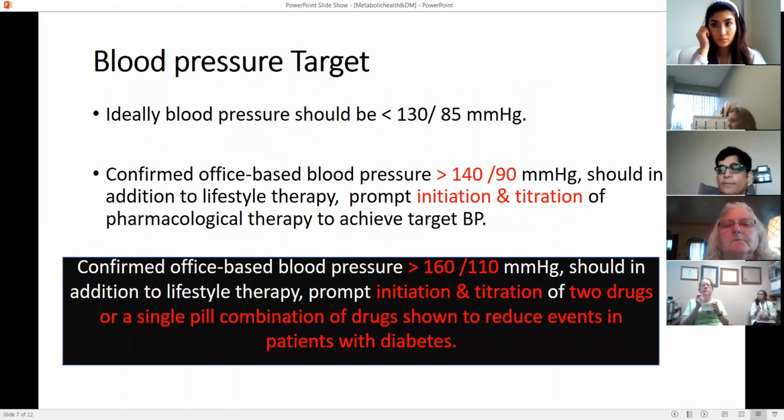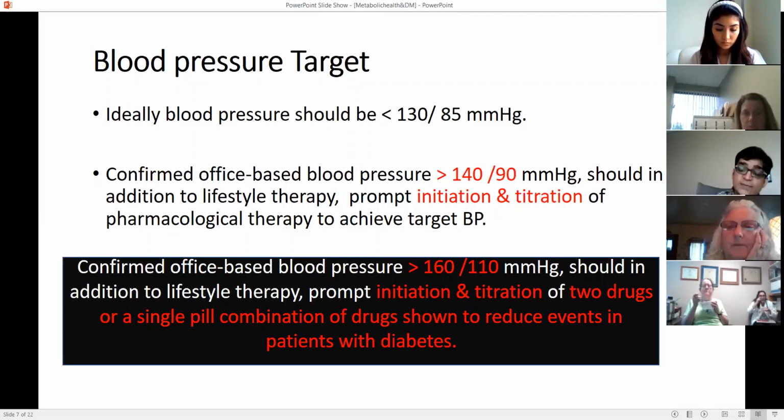Okay, so what are the blood pressure targets? Ideally, in a diabetic, the target blood pressure is less than 130 systolic and less than 85 diastolic. Lower is better, however, if we can take them safely without dizziness, without lightheadedness, without increasing the side effects. If we can get them into the 120s, that's actually better than 128 or 130. So that's the ideal target. And these are the recommendations.